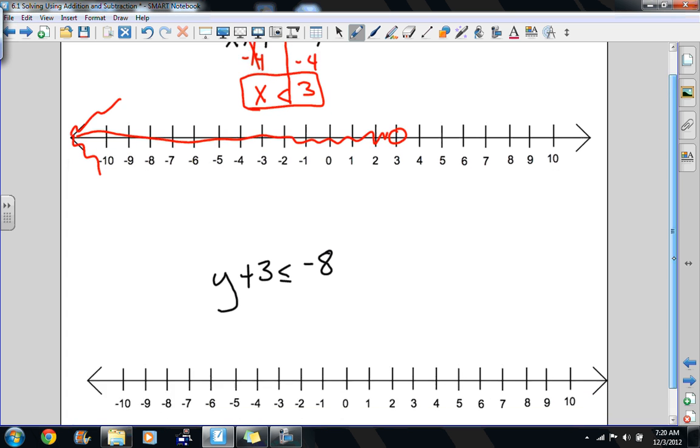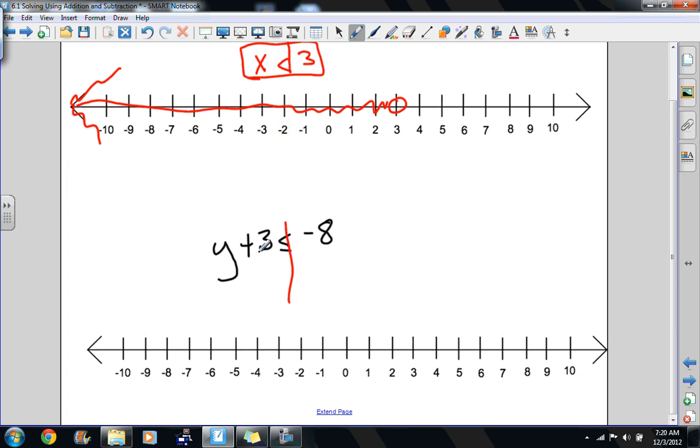Down here on the bottom, it's the same idea. I'm going to subtract 3. Symbol stays the same, so y is less than or equal to -8 minus 3 more is -11. Oh, we got a problem. It's not on the graph, so I need to make -11 on here. It is going to be a closed circle, and I'm going to shade, because y is smaller than -11, I'm going to shade this way. Okay.